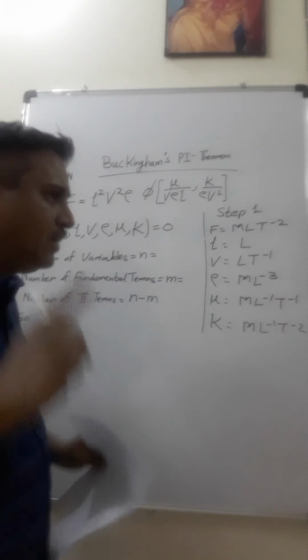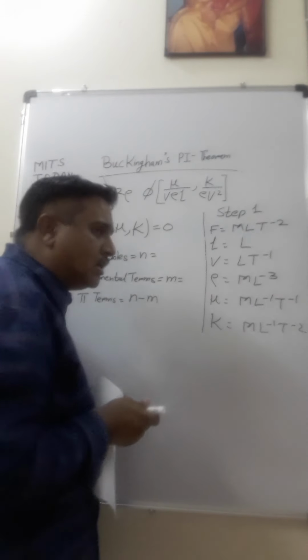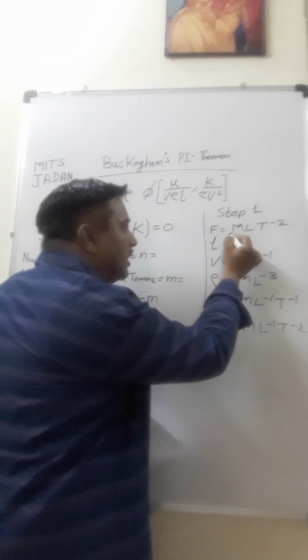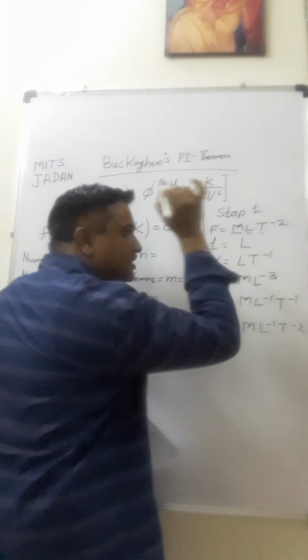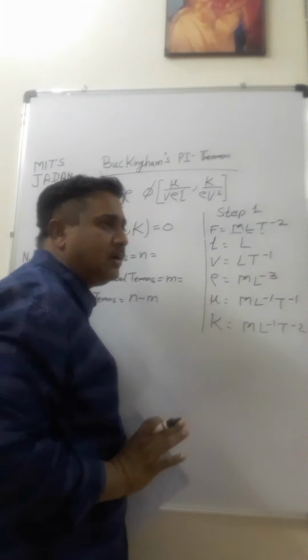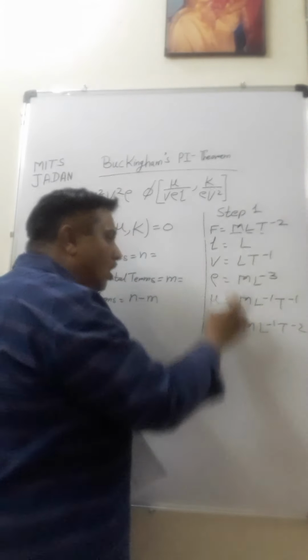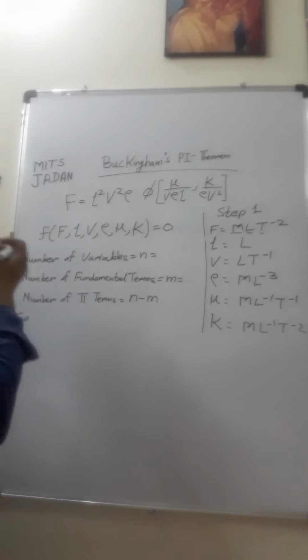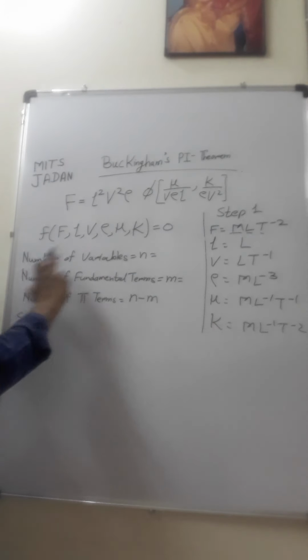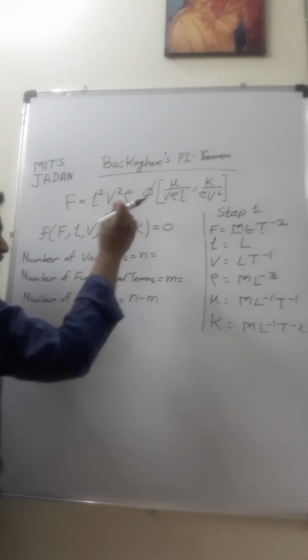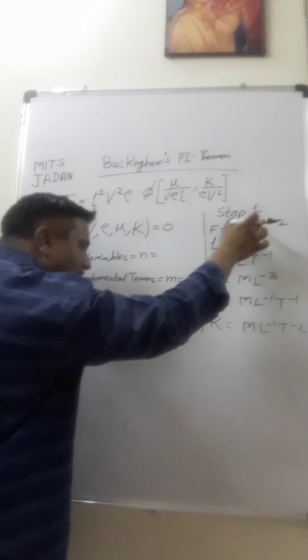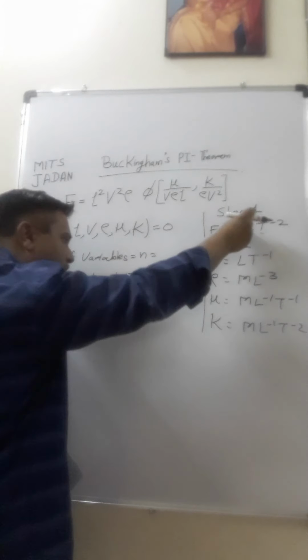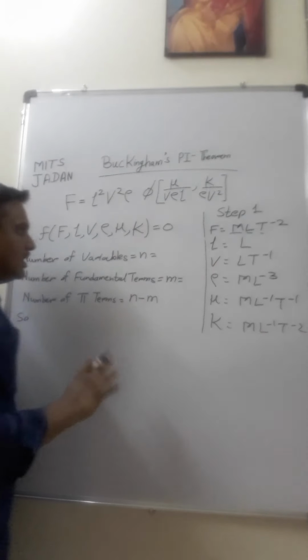From the first step we can find out whether all three fundamental terms are there or not. Yes, M is there, L is there, T is there. So all three fundamental terms are there in these 6 parameters. First we write this, then find out whether M, L, T exist here. Anywhere it appears, even one time only, it will be considered yes.